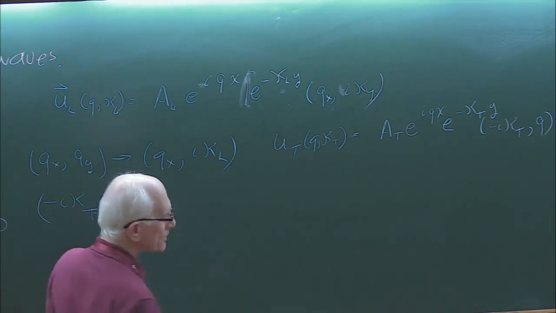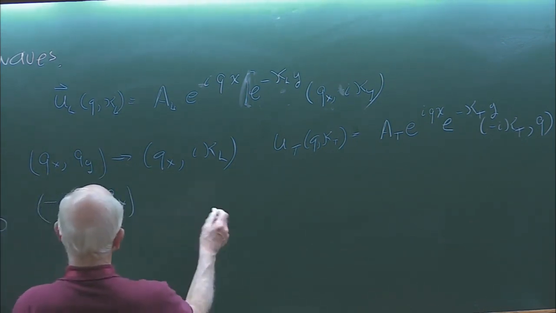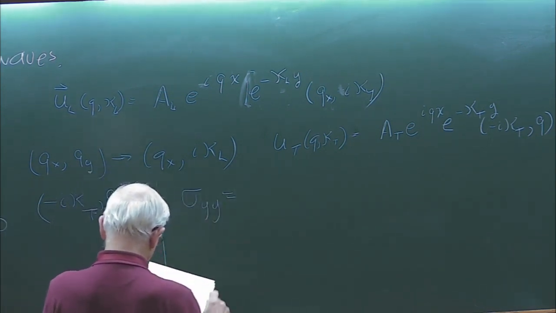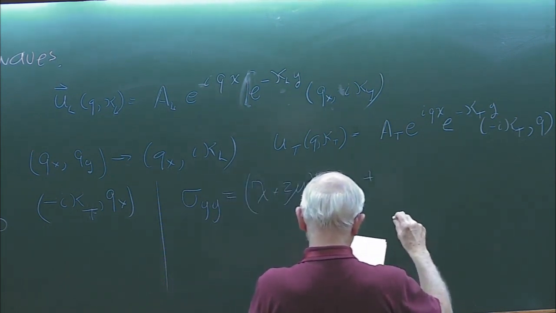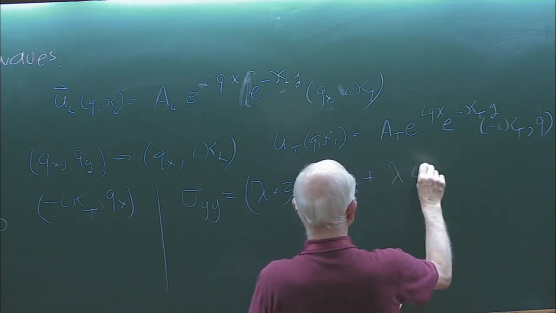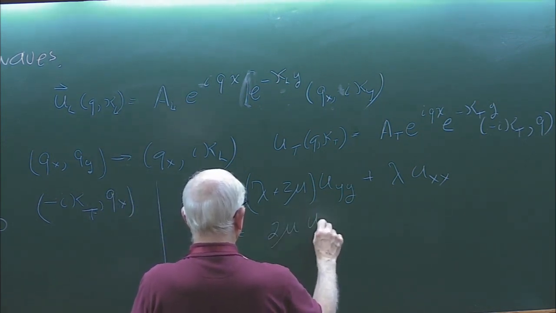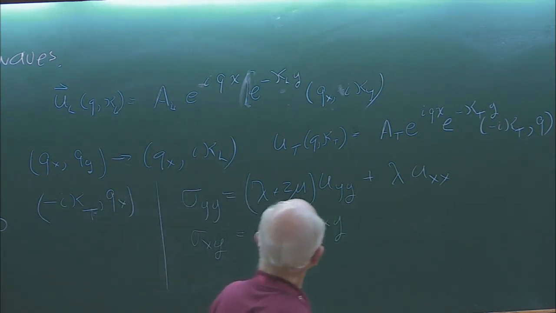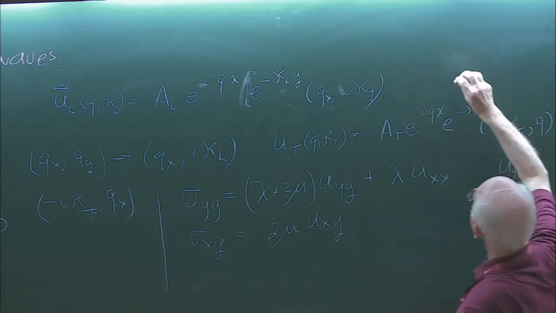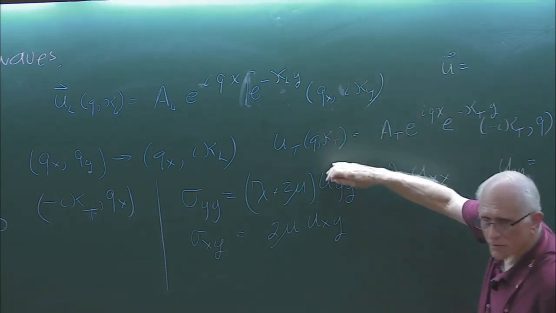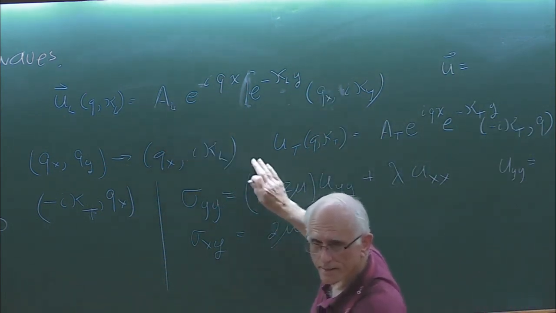So now I have to tell you what the stress tensor is at the boundary. And the stress tensor, which we calculated last time, is that sigma yy is (lambda plus 2 mu) uyy plus lambda uxx. And sigma xy is equal to 2 mu uxy. And uyy is equal to the y component of the sum of these two things. So the total u that we have is the sum of these two things, with the two independent amplitudes, AL and AT, unspecified.